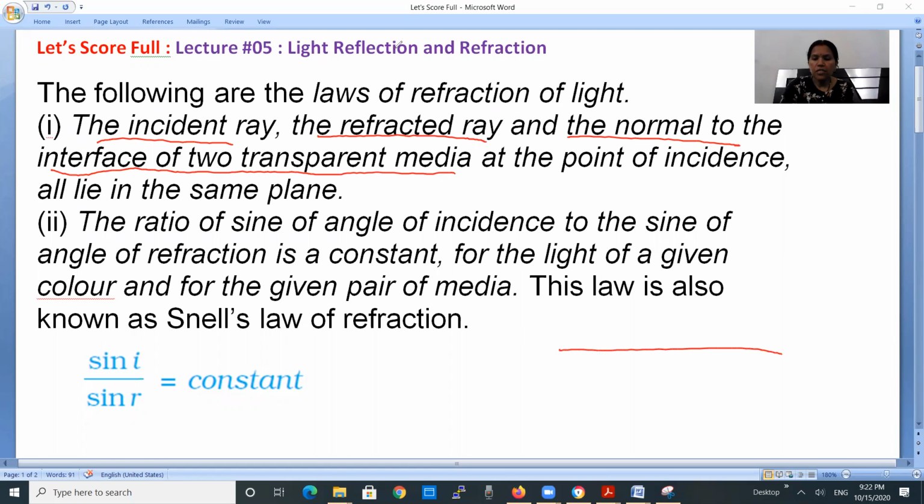Means, suppose this is a rectangular glass slab, this is the incident ray, this is the normal, and this is the point of incidence. Okay? If I mark differently, the green one is the incident ray, this is the normal, and this is the refracted ray. As this is medium 1 and this is medium 2, air is rarer and this is denser.